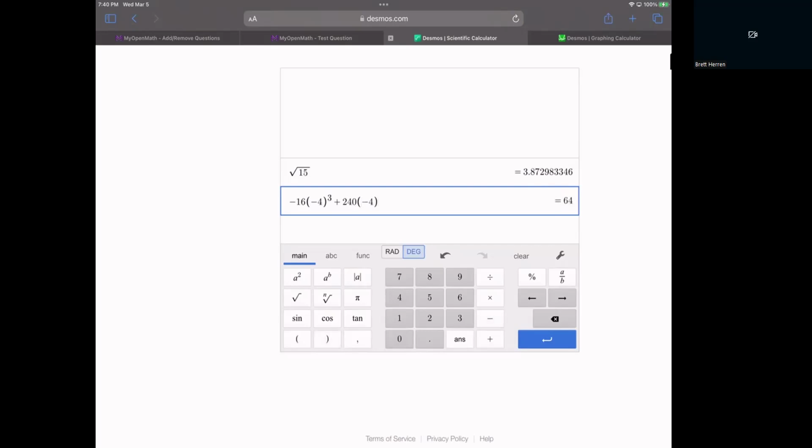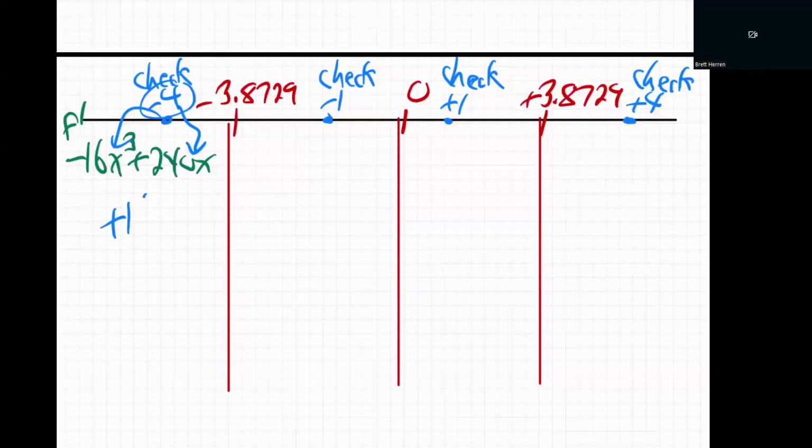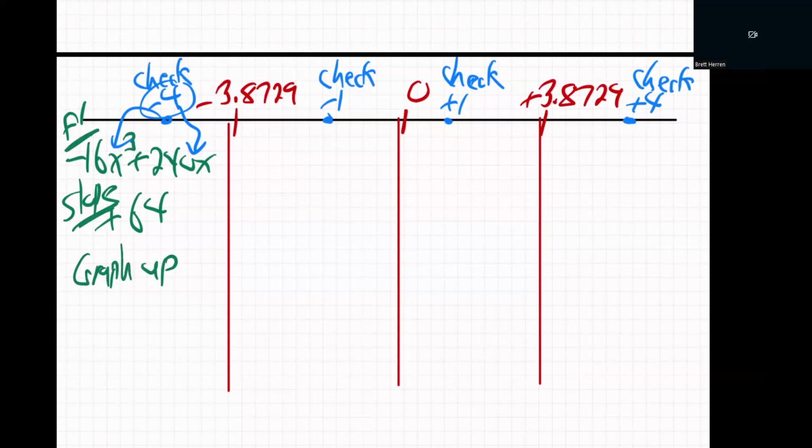So I plugged in negative 4. What am I getting? Positive 64. So I go, okay, it came out positive. Well, that's the slope. Remember, the f prime is the slope. So the graph's going up. The graph must be going up in that section, increasing because the slope came out positive.